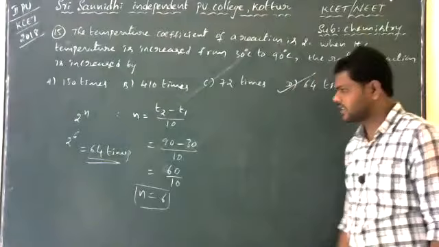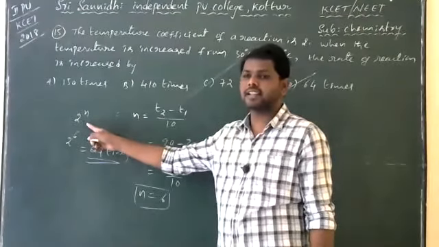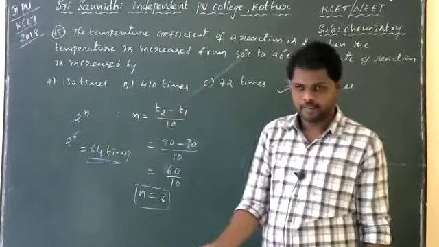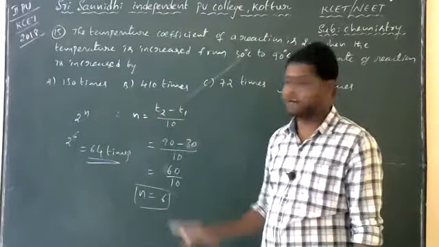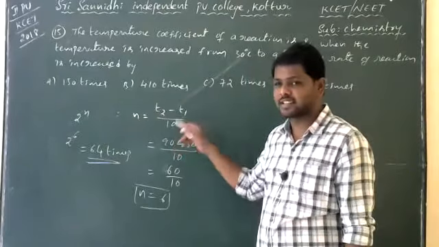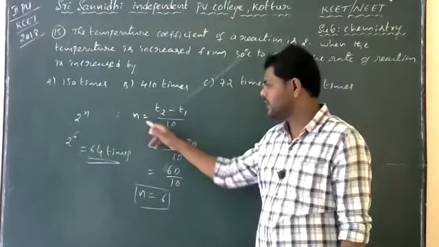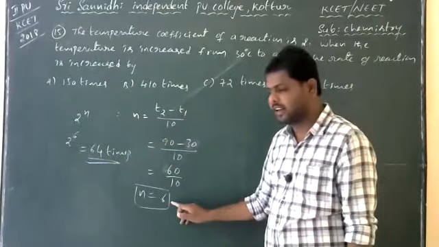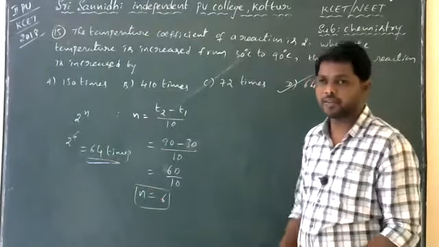So like that here. When the temperature coefficient is 2, the rate increases by 2 power n times, which is the formula. And n is equal to T2 minus T1 divided by 10, because for every 10 degrees Celsius rise in temperature, the rate doubles. You take that and get the n value. n is equal to 6, then 64 times is what you want, which is 2 power 6.